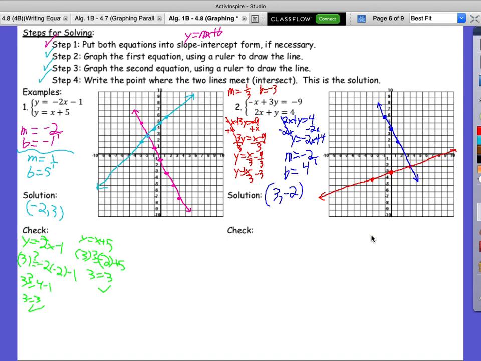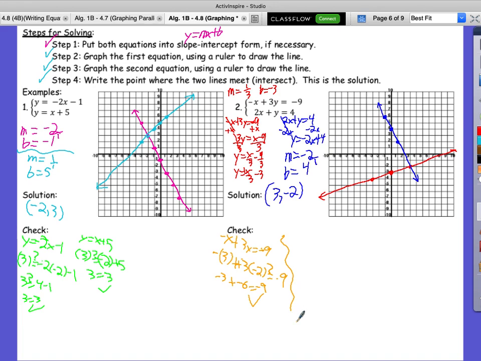As you check it, we would plug it back into the original equations, like negative x plus 3y is equal to negative 9. And you plug in 3 for x and negative 2 for y. So negative 3 plus 3 times negative 2 equals negative 9. Well, negative 3, and 3 times negative 2 is negative 6. Does negative 3 plus negative 6 equal negative 9? Yeah. That's true. It checks, it works out.